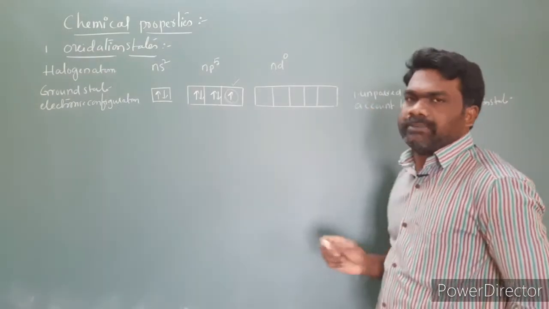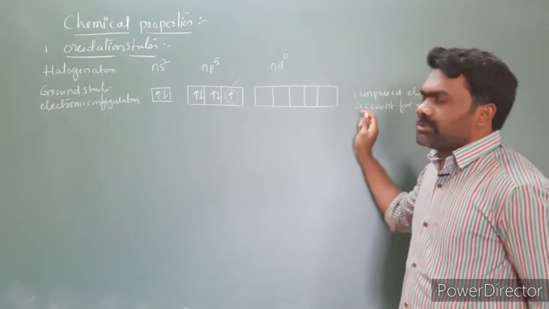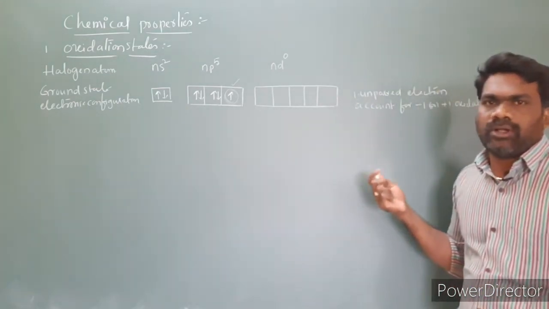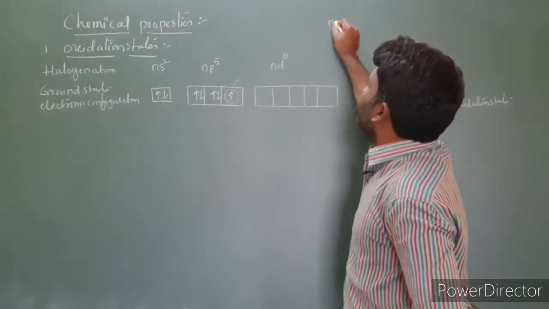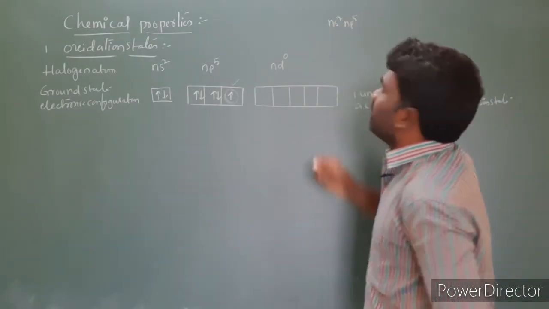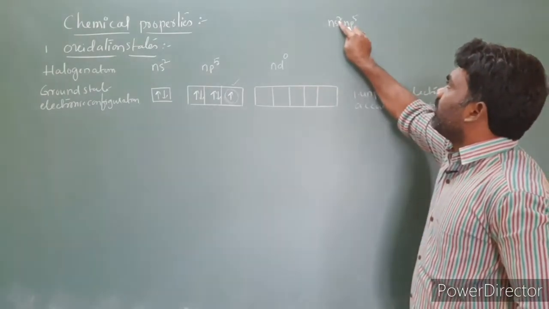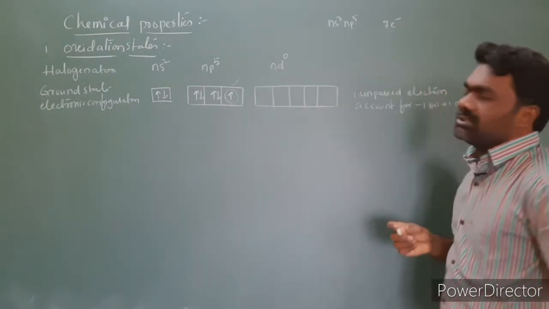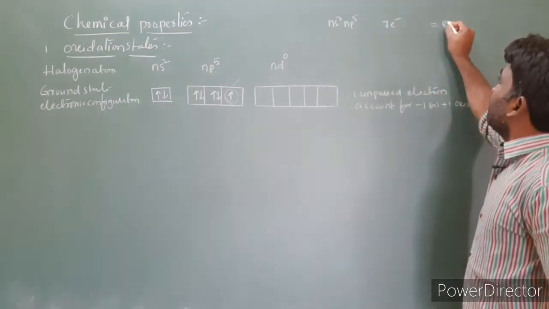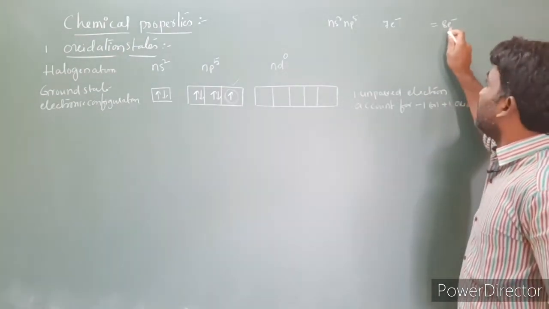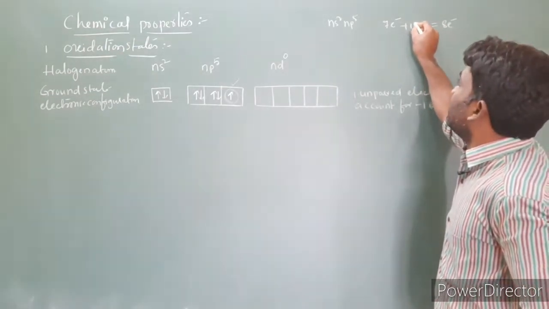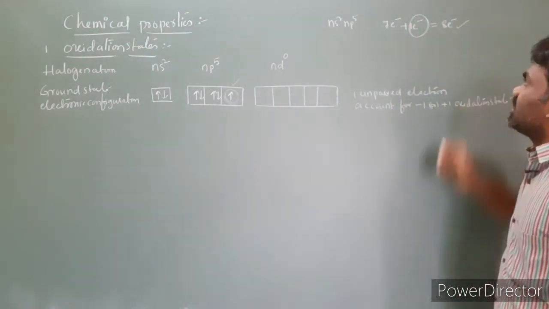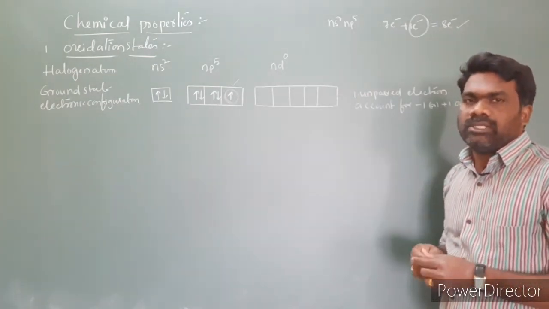All group 17 elements exhibit the -1 oxidation state because they are short of one electron to reach octet configuration. Taking the general electronic configuration ns2 np5, there are 7 valence electrons, 2 plus 5. They reach noble gas configuration, nothing but octet configuration, by gaining one electron.